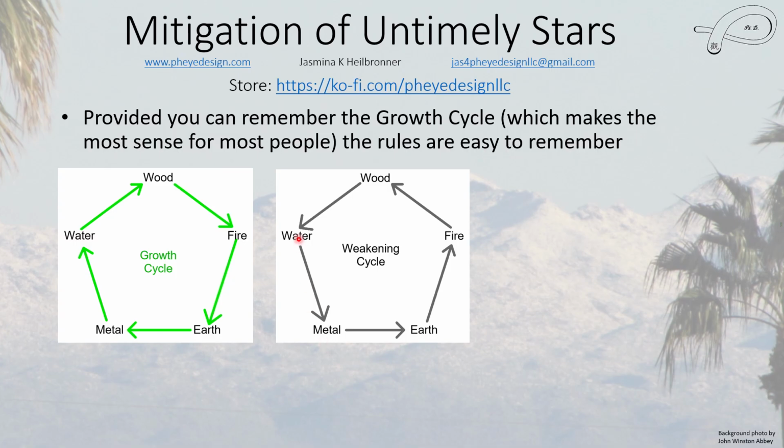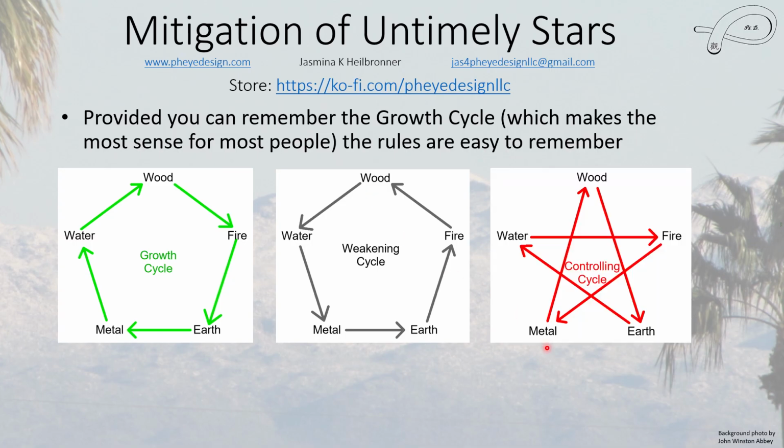So water will weaken metal, and usually the rusting part is the easier one to remember. And of course, wood weakens water because it takes the water out of the ground. There's less water left. And so that's the cycle. It just goes around counterclockwise. And again, it doesn't matter what you put at the top because it's a circle.